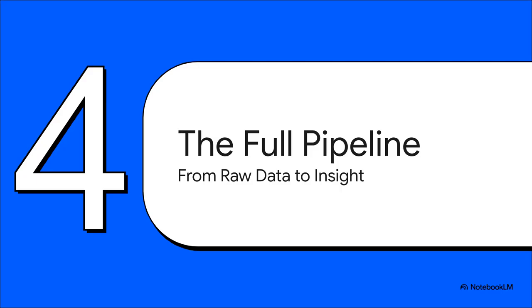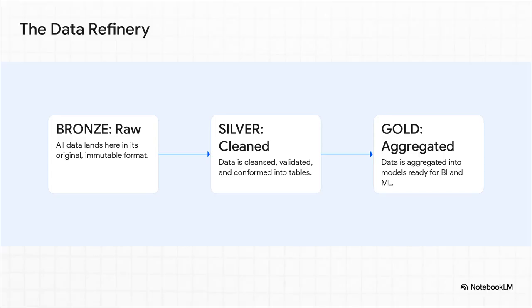Okay, so we have these three very different types of data. How in the world do they actually work together in a real system? Let's try to pull them all into one big unified pipeline. A really common and powerful way to do this is with something called the Medallion architecture: bronze, silver, and gold. Just think of it like a data refinery. The bronze layer is where everything lands first. It's the raw, untouched crude oil in its original format.